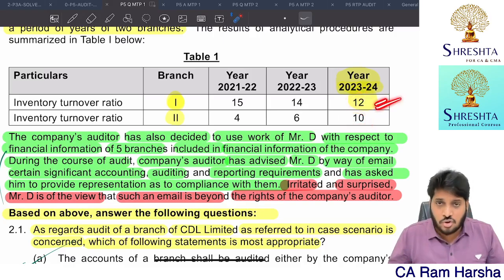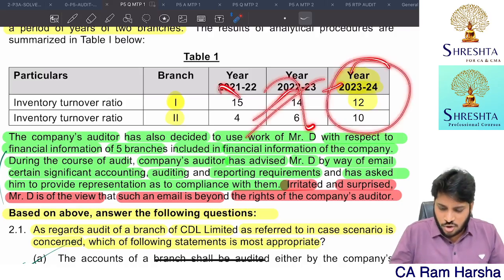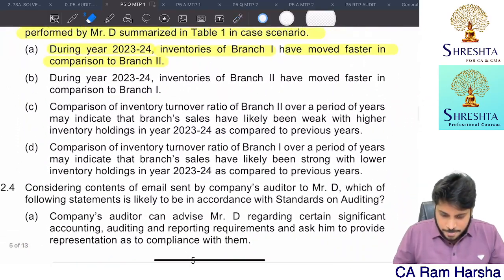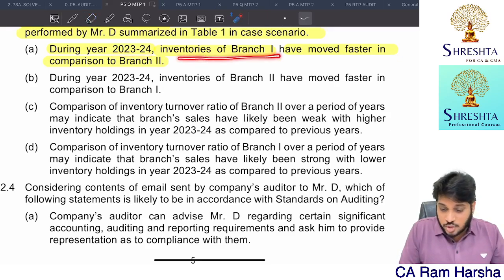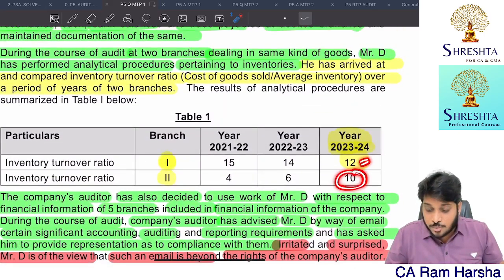They said, yes, correct. Inventory turnover for branch 1 is higher for that year, only for this year. Don't check previous years. Look at the question. During the year, inventories of branch 1 have moved faster in comparison to branch 2. For 23-24, branch 2 turnover ratio is 10, whereas branch 1 rotated 12 times. So obviously the statement is correct.